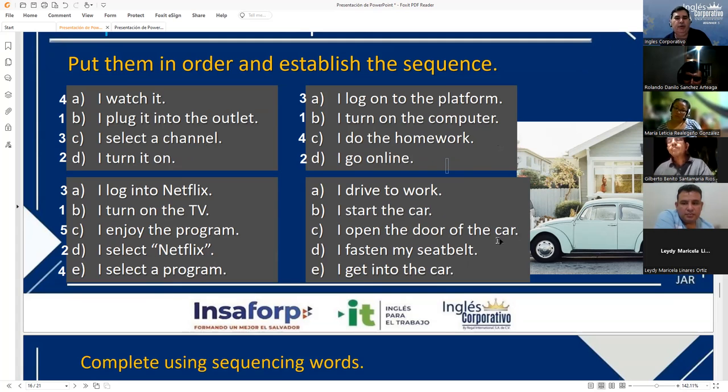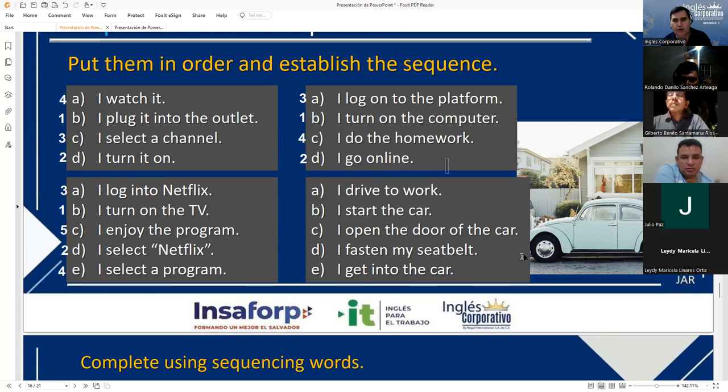Okay, the last one. I drive to work. What did I start? I start the car. I open the door of the car. I fasten my seatbelt. I get into the car. What's the first? I open the door of the car. Next.